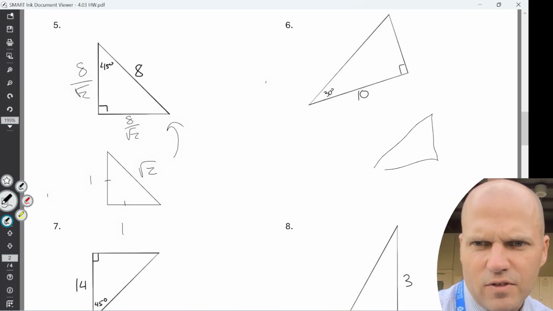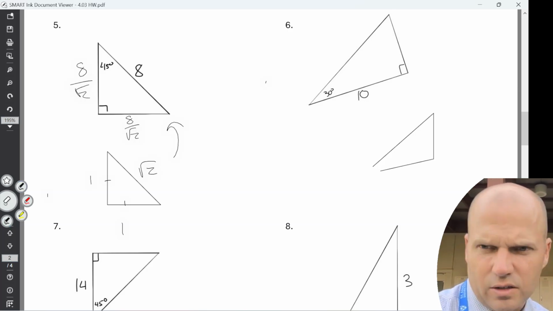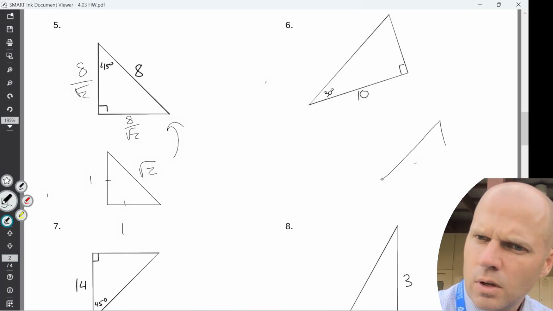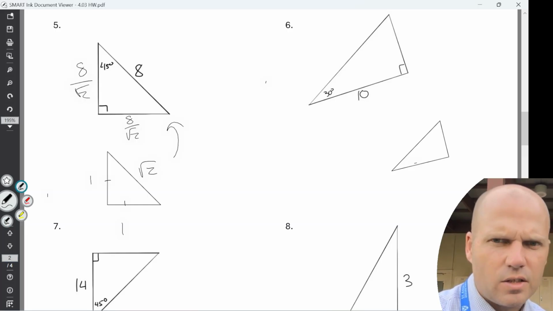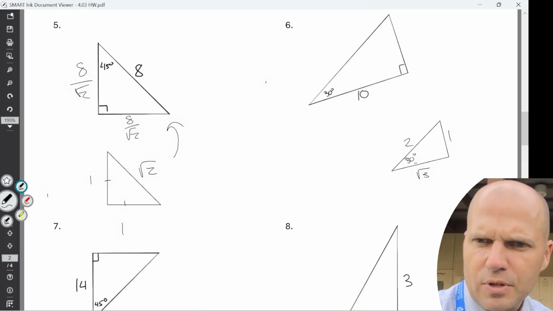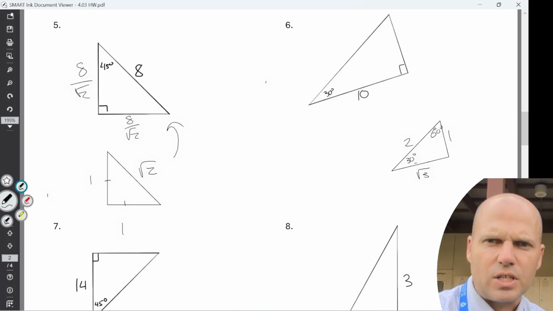But now we've got a medium side of 10. Well, my 30-60-90 triangle that I know and I use is 1, root 3, 2. Small, medium, large. I'm going to orient it the same way. So the small is 1, the medium is root 3, and the long is 2. The small is opposite the 30, the medium is opposite the 60.